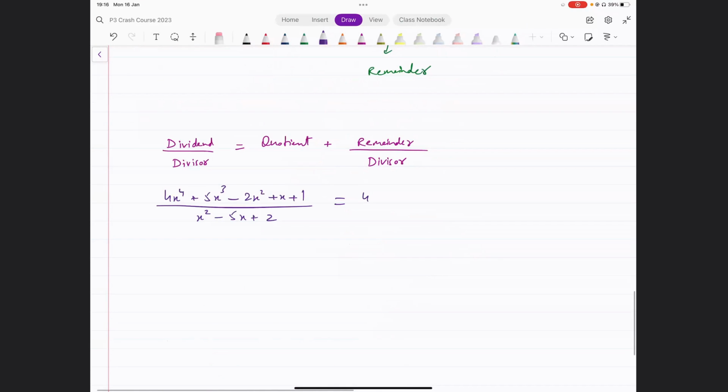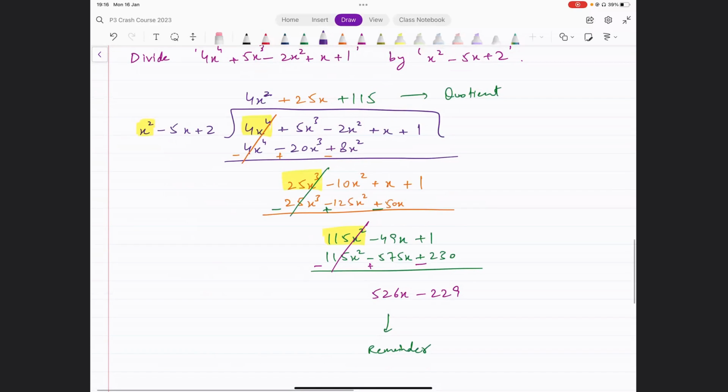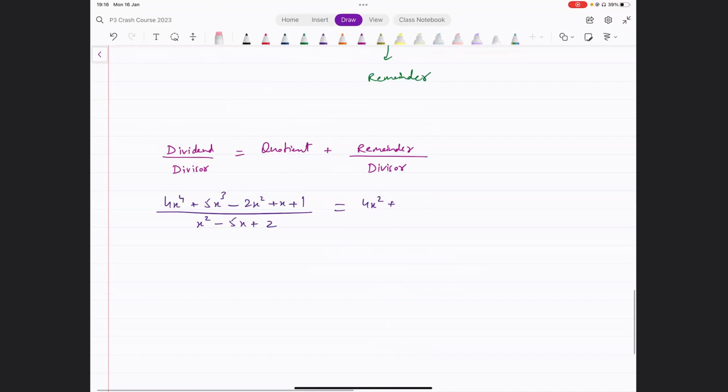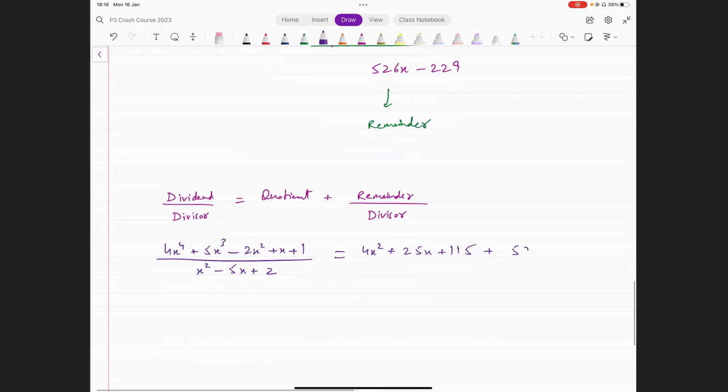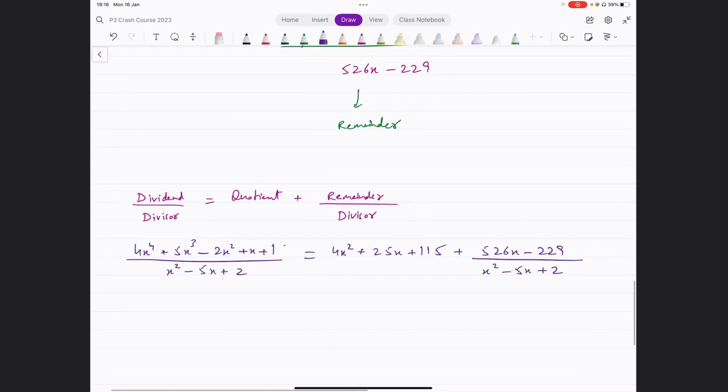So we can write it like this, 4x squared plus 25x plus 115 plus the remainder. Remainder here is 526x minus 229 divided by the divisor x squared minus 5x plus 2. So we could convert this fraction to these different parts now.